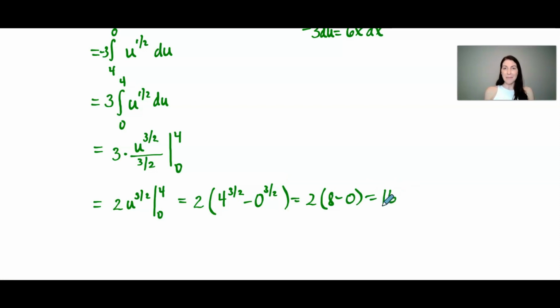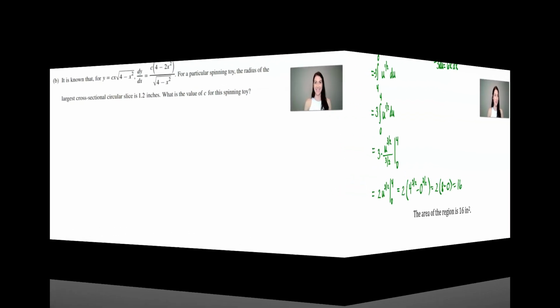And I always like to write my final answer as a sentence. So I have the area of the region will be 16 and then inches squared, because my unit in this problem was inches, so area would be square inches. Let's move on to part B.